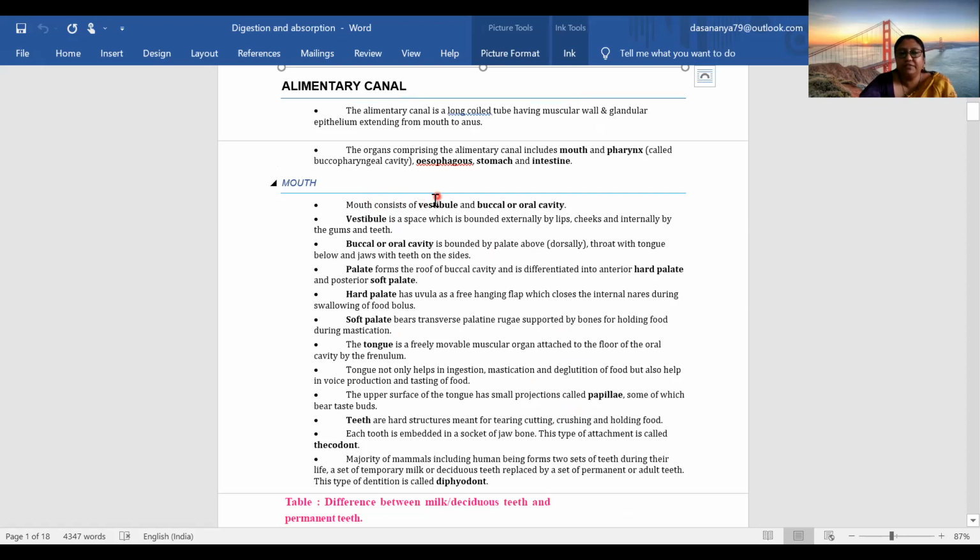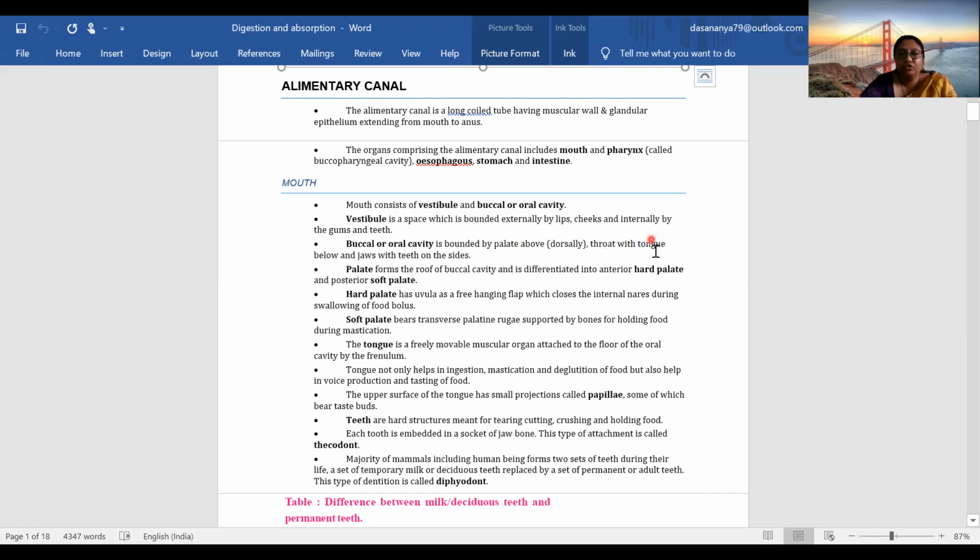So first we will start with the mouth. So in the mouth we have a cavity which is called the vestibule or buccal cavity or oral cavity. It is bound externally by lips and cheeks, and internally it is bound by gums and teeth. Now, this is bounded by a palate above. If you touch the roof of your mouth cavity, can you see there is one roof which is rough? This is called the palate.